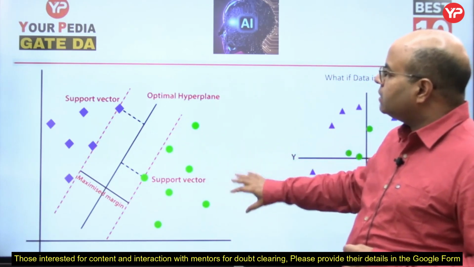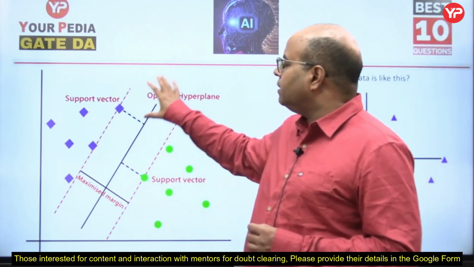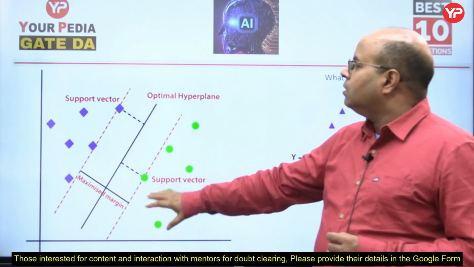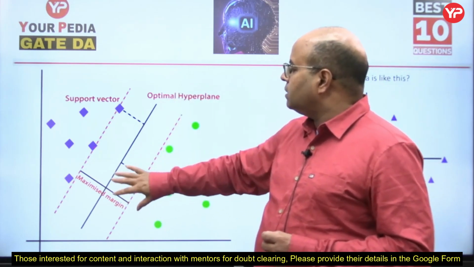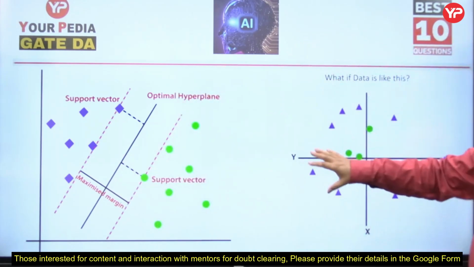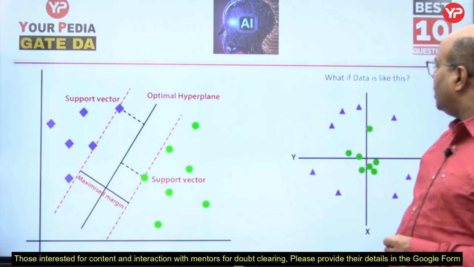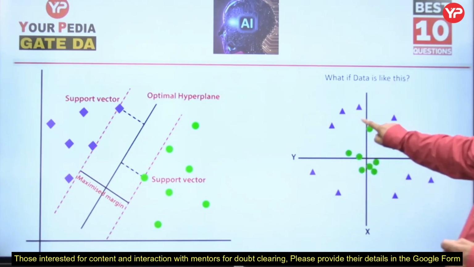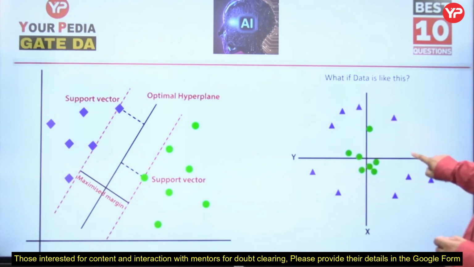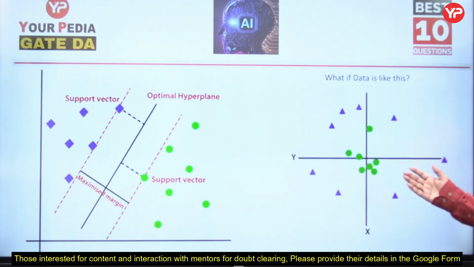Some data points are this side, some data points are that side, they are linearly separable. So a support vector machine can be created with the margins, and that is separating the two classes. But what if we are getting data like this? Here no line is there which can separate. Actually we need to draw a circle to separate these green points from blue points. We need a circle, a line can't separate.